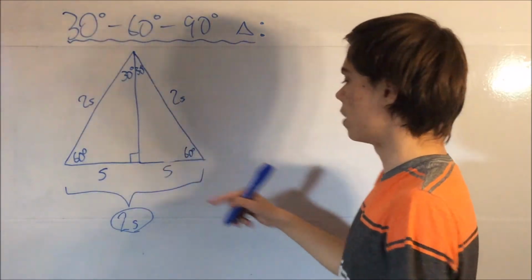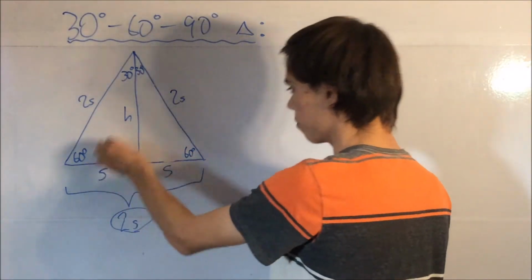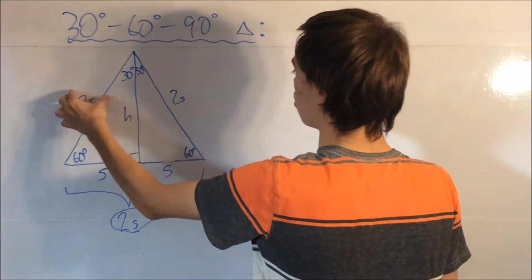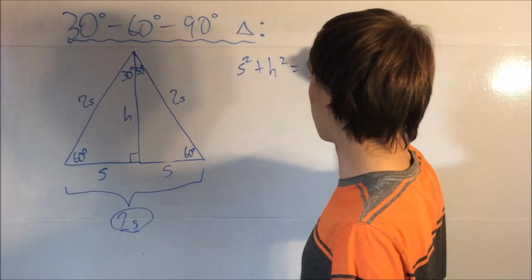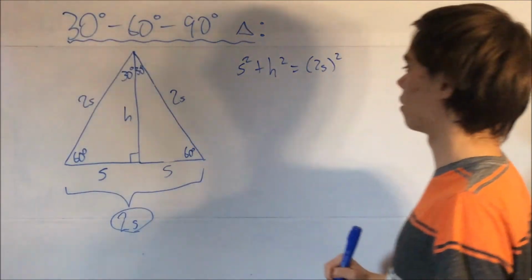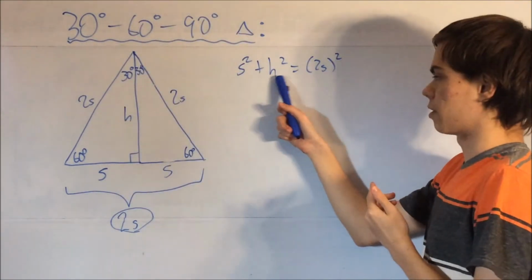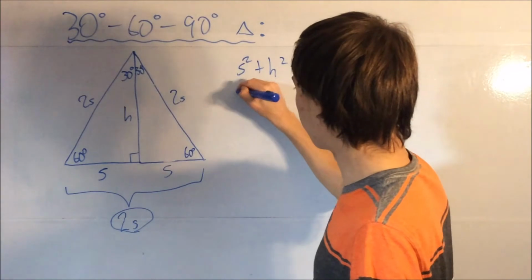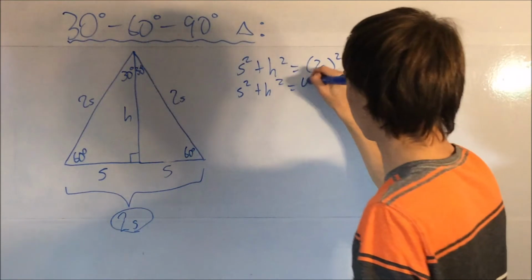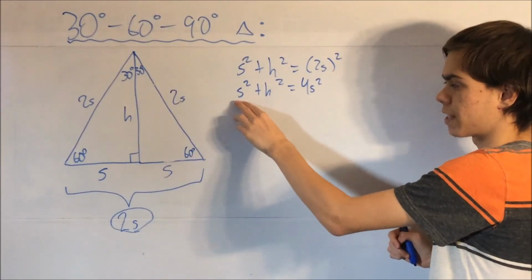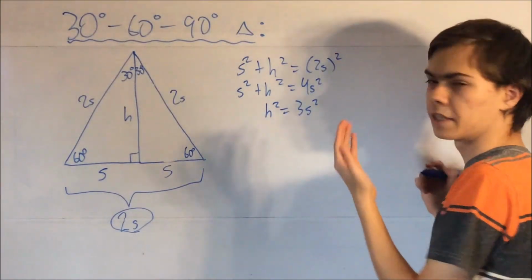To do that, we're going to call this side the height of our equilateral triangle, h. So S squared plus h squared equals 2S squared. All we have to do now is solve for this side length, h. Doing that, we have S squared plus h squared equals 4S squared. Next I'm going to subtract S squared on both sides. And then all we have to do now is take the square root of both sides.